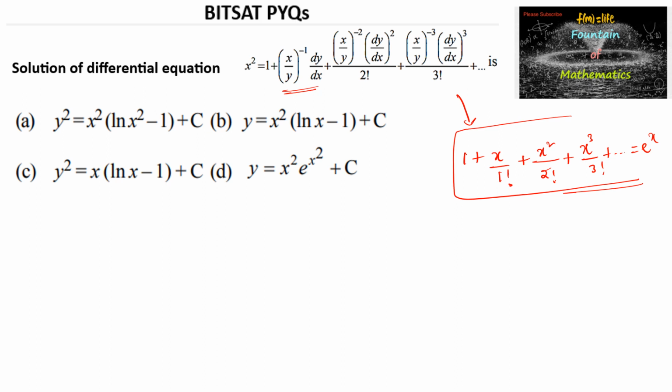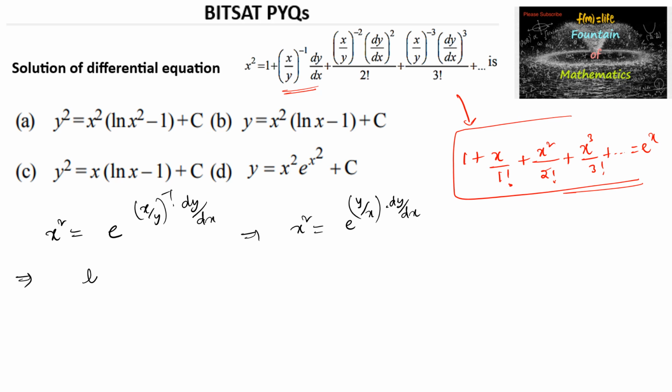So here we can write x square is equal to e to the power of, and here x is nothing but (x upon y) whole to the power minus 1 into dy by dx, or this can also be written x square is equal to e to the power y by x into dy by dx, and then we can write log x square is equal to y upon x into dy by dx, and then we can substitute here x into log x square dx is equal to y into dy.